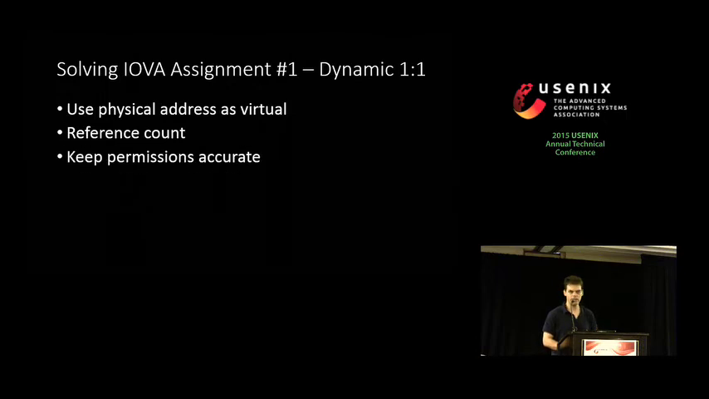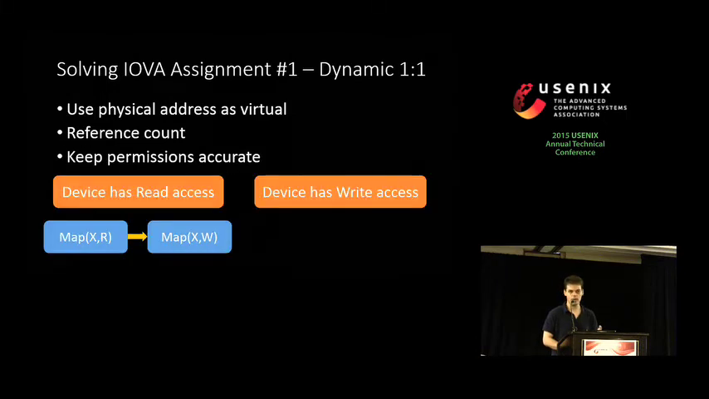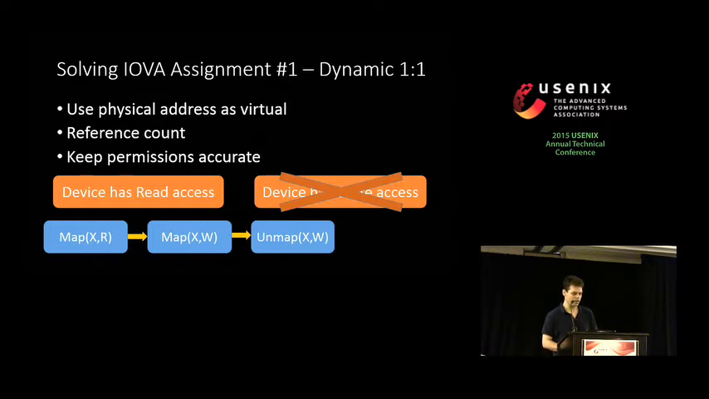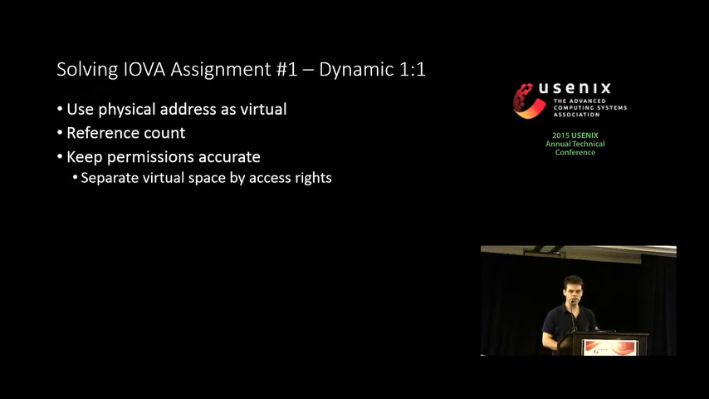The second thing we need to get right is permissions. Let's say we have one page, we've mapped it once with read permissions, once with write permissions, and then we went on to unmap the write permission mapping. The device should no longer have the ability to write to this page, even though we don't want it to stop reading from it. So we achieve that by noting that processors actually support a larger virtual space than they do a physical space. And so we satisfy mappings for reading or for writing from different parts of the memory. So these two never collide.